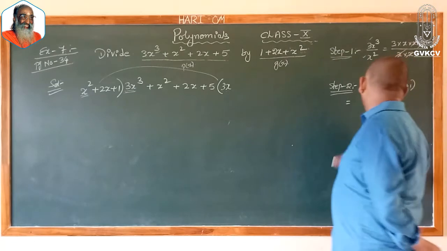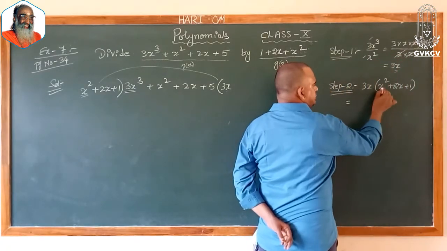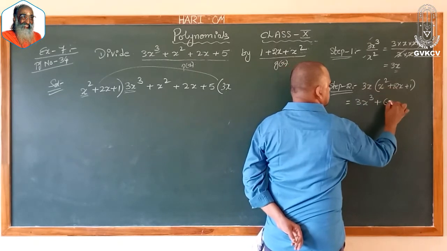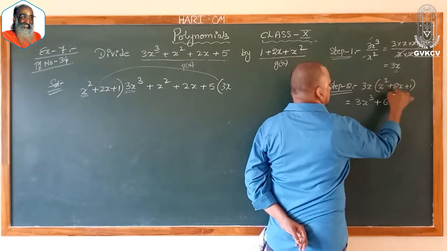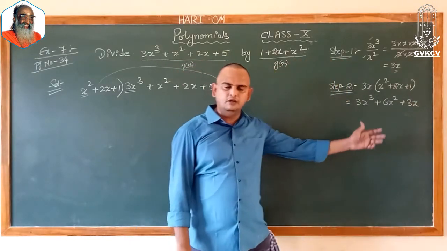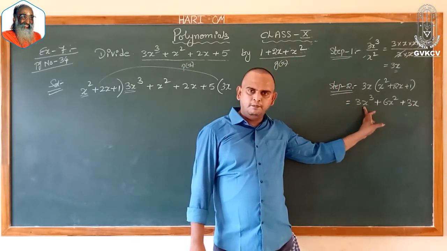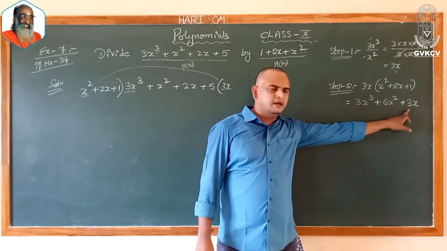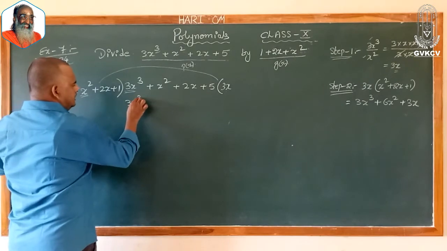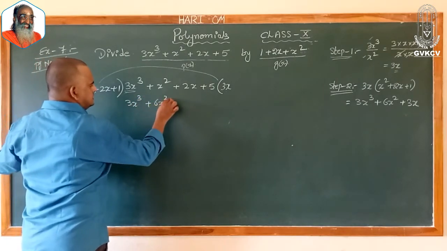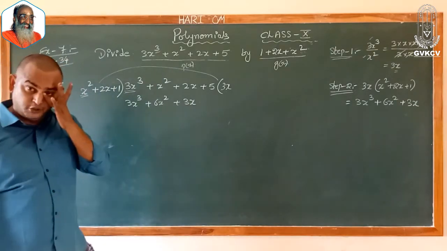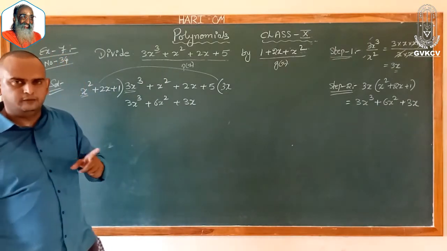Let us multiply what we have. 3x into x squared, 3x cubed. 3x into 2x, 6x squared. 3x into 1, 3x. Now what is the value we have? 3x cubed plus 6x squared plus 3x. Take that value, 3x cubed plus 6x squared plus 3x. Hope you understood step 1.